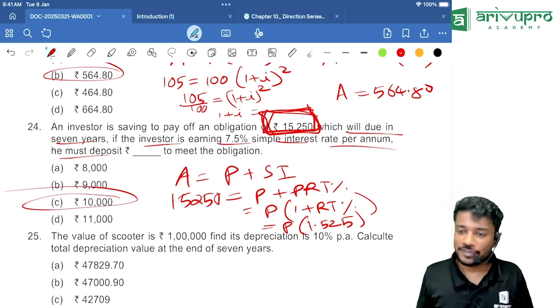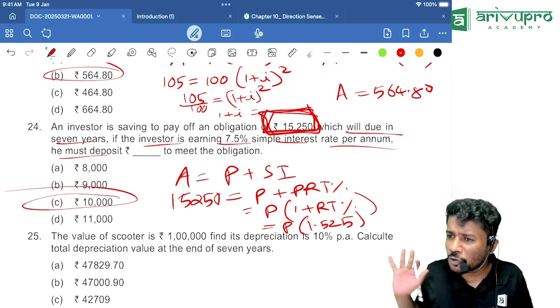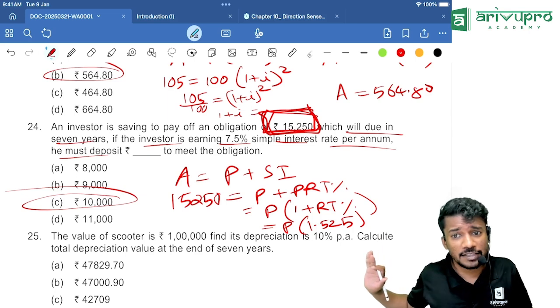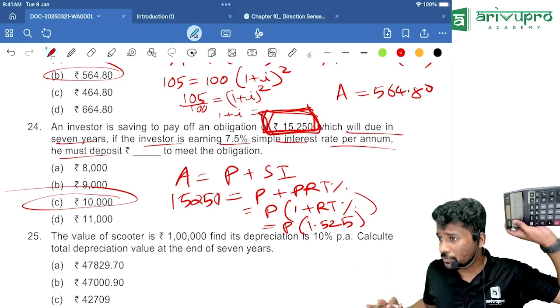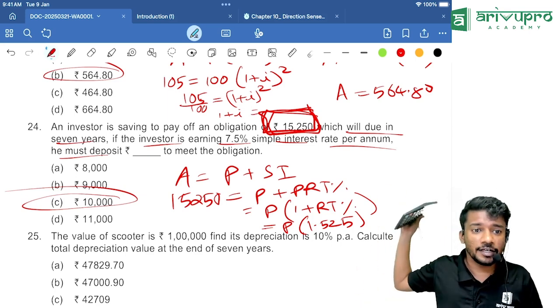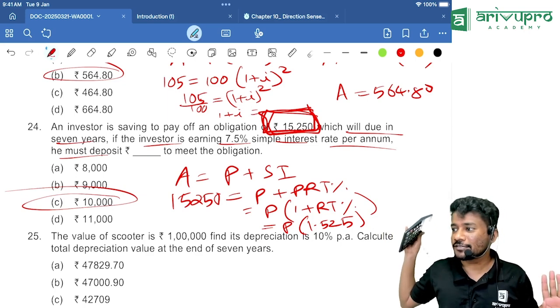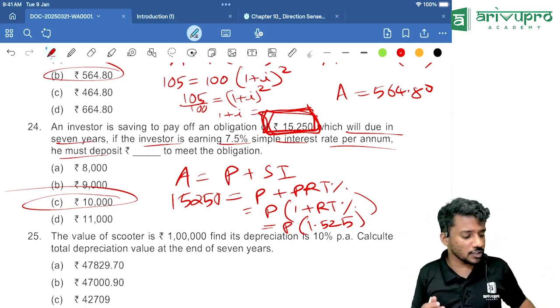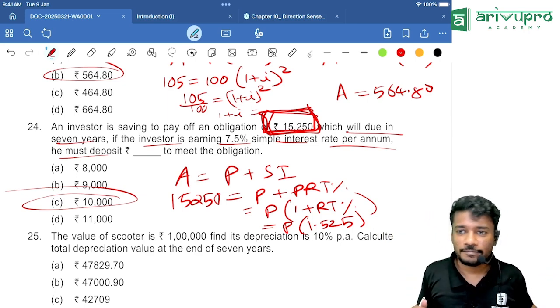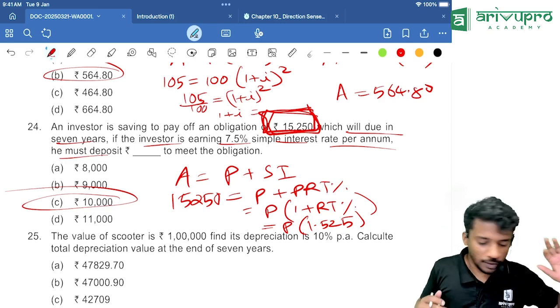Got it? Just calculator. Don't even write, I'm telling you. Just calculate and use it with the left hand. If you are a left-hander, use it with the right hand. Should be like this. Just do this. Next one.